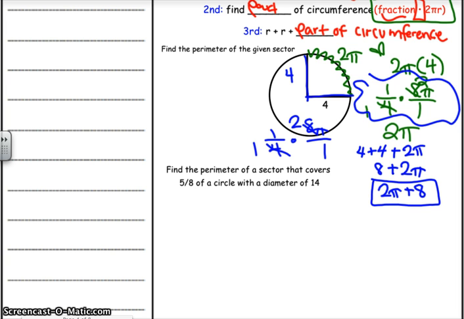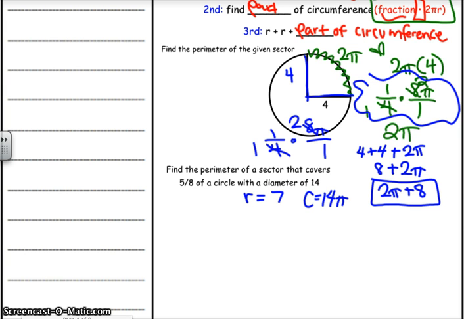All right. Next one. Find the perimeter of a sector that covers 5/8 of a circle that has a diameter of 14. All right, same strategy. I'm going to find part of my circumference. So first off, I want to know r. If my diameter is 14, what's r? 7. So my total circumference is 14 pi, 2 pi r, or diameter times pi, right? I like to have r though because I need that for my perimeter.